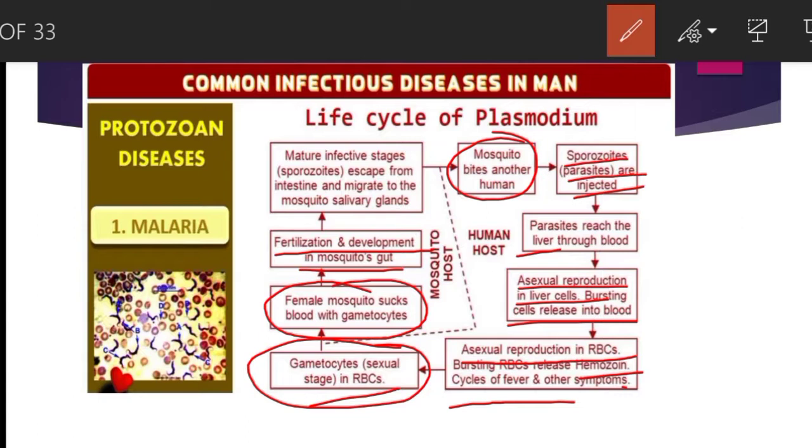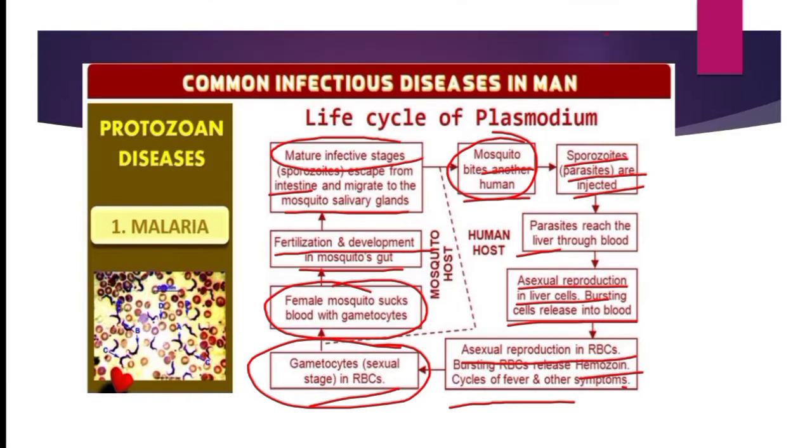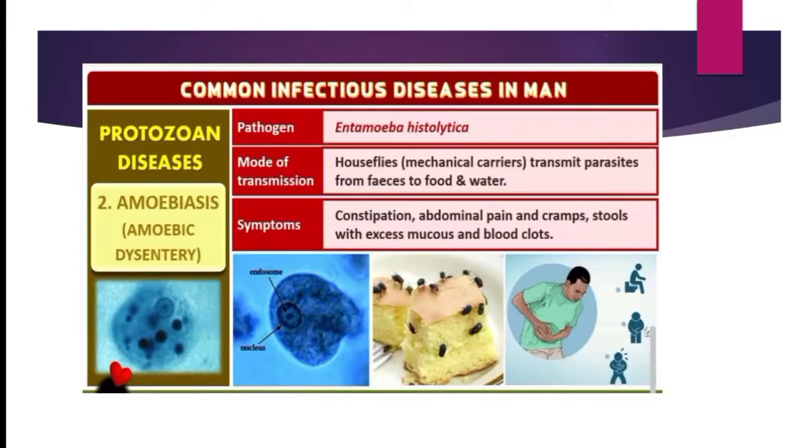Then the mature infective stage, the sporozoite, escapes from the intestine and migrates to the salivary gland of the mosquito, where it is stored, and when the same mosquito bites another human, the sporozoites will be released there. So that is all about the life cycle of Plasmodium that causes the malaria disease.